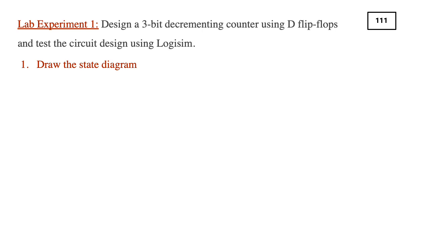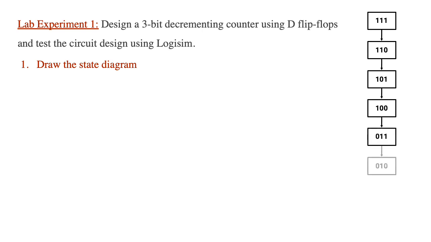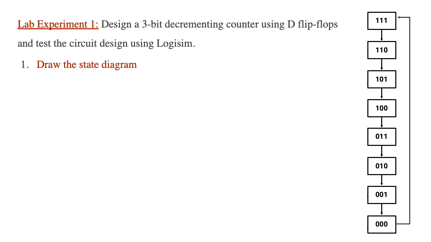Since this is a decrementing counter, the next state should output 6 in binary, which is 1, 1, 0. Then we're going to output 5 in binary, which is 1, 0, 1. Next, the output should be 4, 3, 2, 1, finally 0. And just like with any counter, if we reach the last state, we're going to reset back to the initial state.